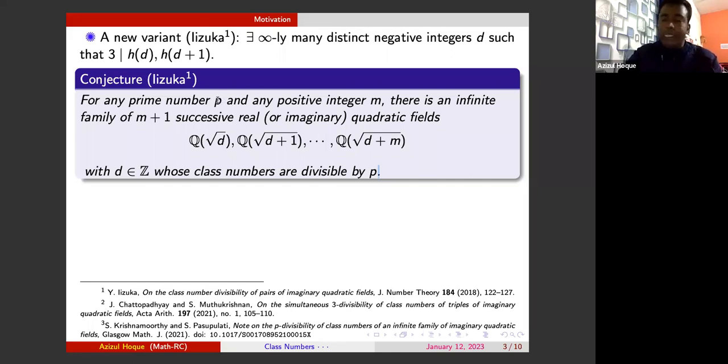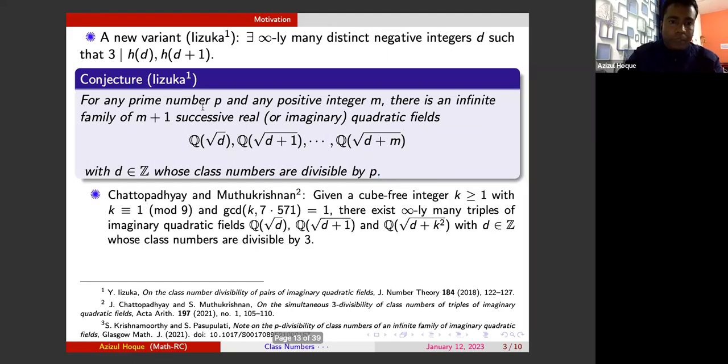And in fact, one can look at this conjecture not only for primes, but for any integer. If you consider p equal to 2, then this conjecture is true by Gauss, so for p equal to 2 this is true in the sense of Gauss.